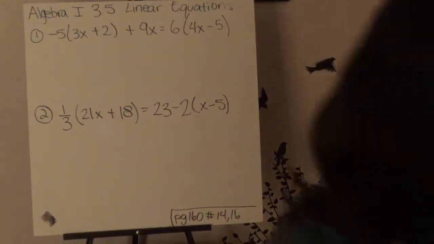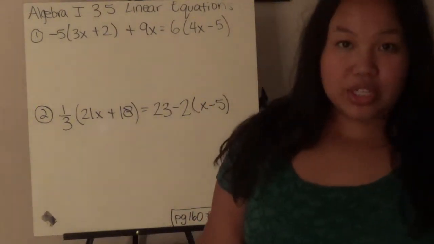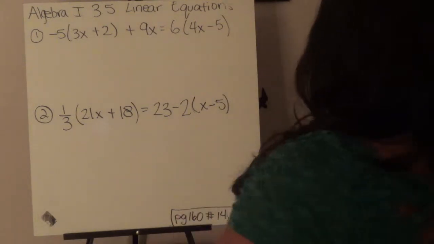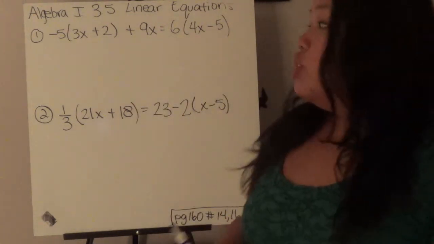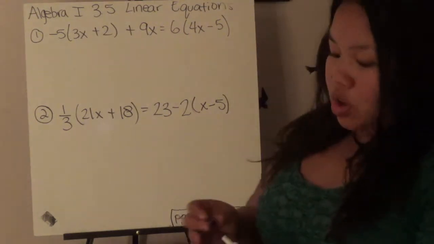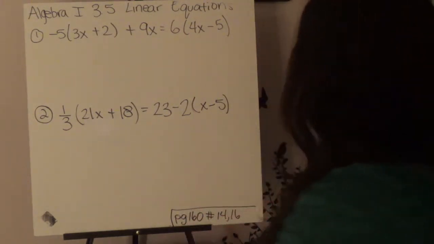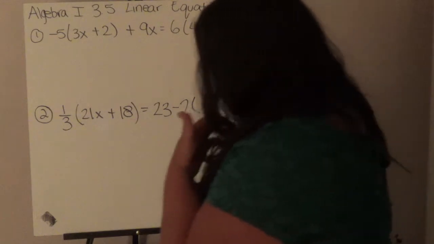Algebra 1, Section 3.5, we're dealing with linear equations. Now these are similar to all that we've been doing so far. You need a lot of practice on this, so make sure that you're reviewing the steps. Okay?